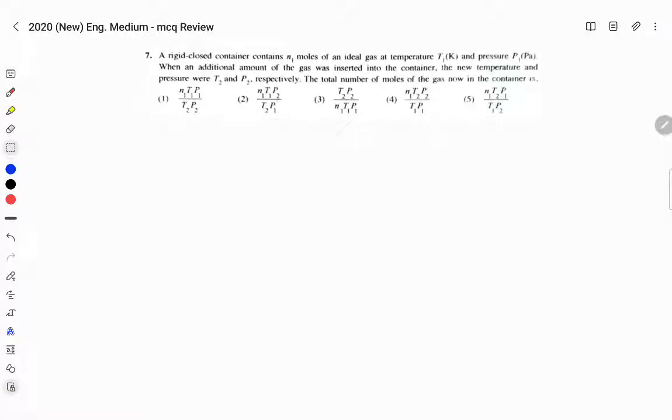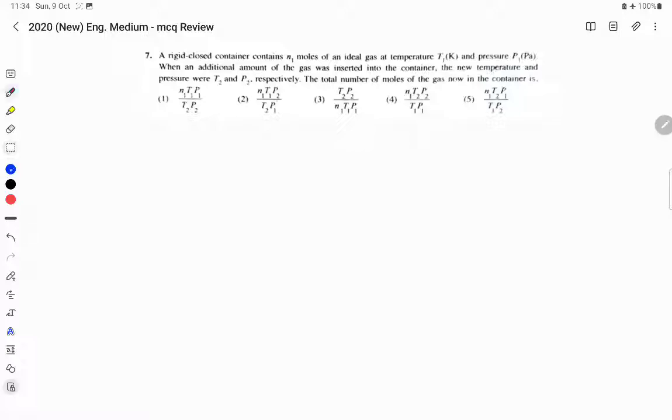The seventh question: a rigid closed container contains N1 moles of an ideal gas at temperature T1 Kelvin and pressure P1 Pascal. When an additional amount of the gas was inserted into the container, the new temperature and the pressure were T2 and P2 respectively. The total number of moles of the gas now in the container is.